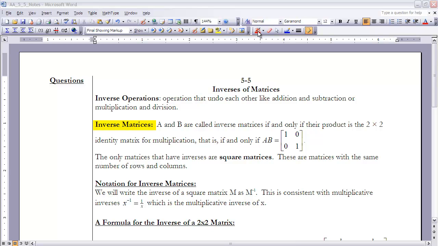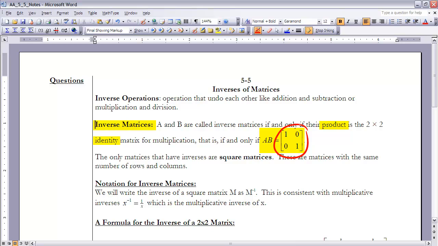Okay, and the way that we define that is we say matrices are inverses of each other if and only if, when we multiply them together, we get the identity matrix. And the identity matrix, you'll remember, for 2 by 2 at least, is the matrix 1, 0, 0, 1. So when we multiply the two matrices together, if we get that 1, 0, 0, 1, we say they're inverses of each other. Well, the only type of matrices that have inverses are square matrices. In other words, 2 by 2, 3 by 3, etc.